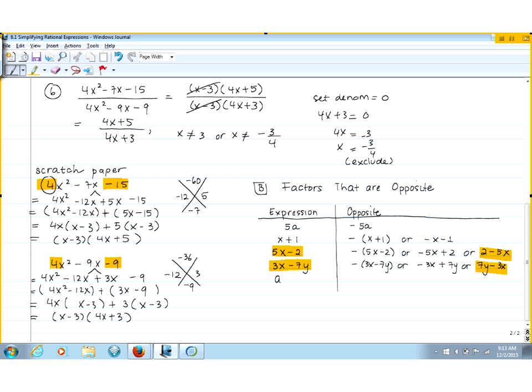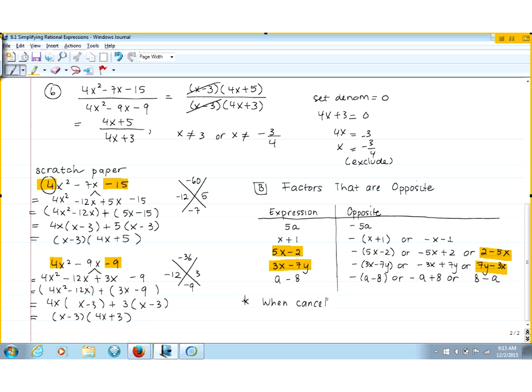Now, for example, what about if I have a minus 8? What is the opposite? 8 minus a. Or you could say negative of a minus 8, which is negative a plus 8, I could write it as 8 minus a. Yeah. Now, this is important.